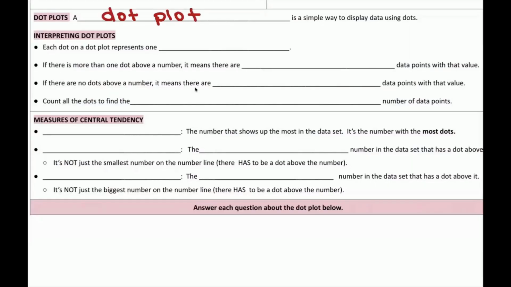A dot plot is a simple way to display data using dots. Each dot on a dot plot represents one data point or one person. If there is more than one dot above a number, it means there are multiple data points with that value. If there are no dots above a number, it means there are 0 data points with that value. So we can count all of the dots to find the total number of data points.